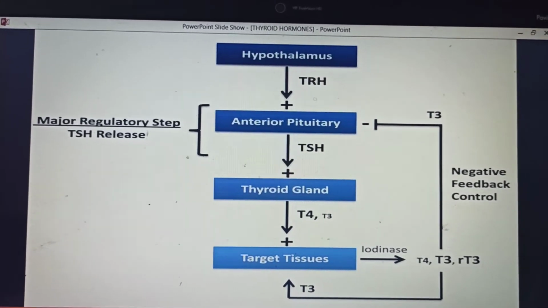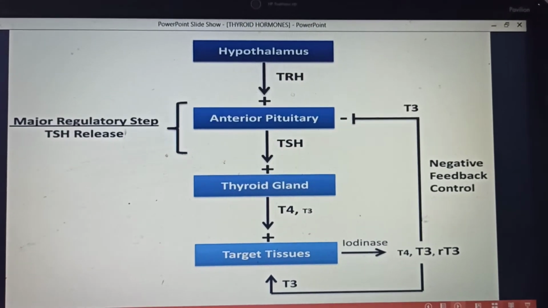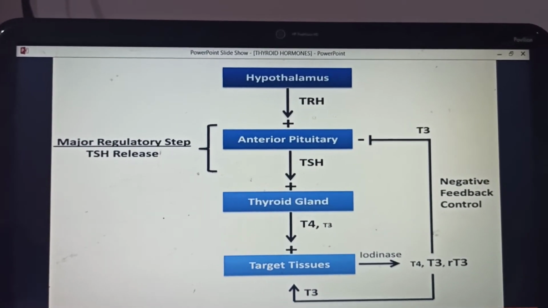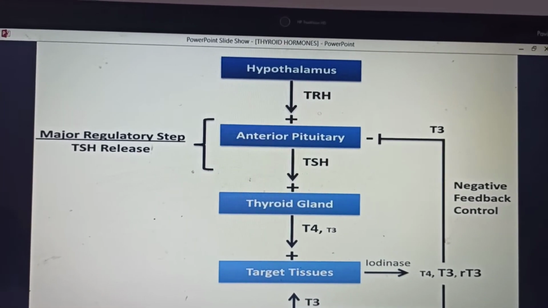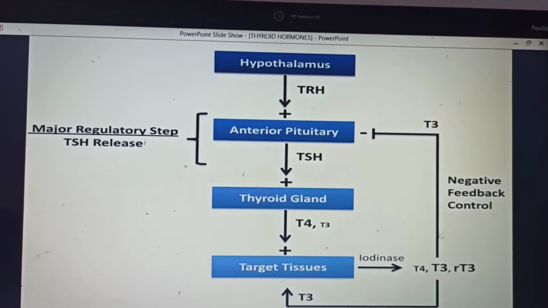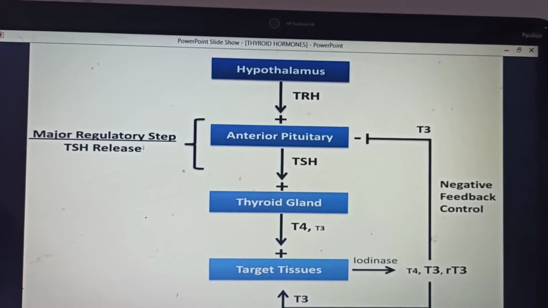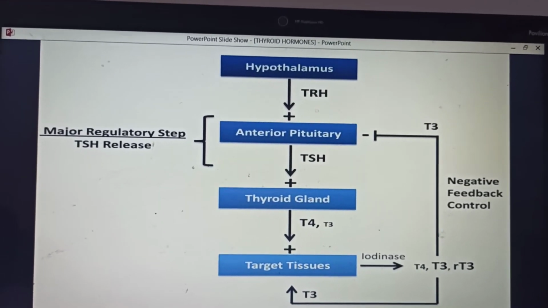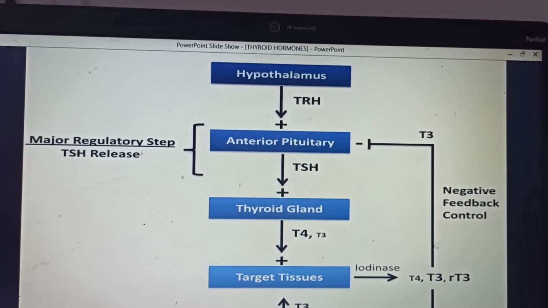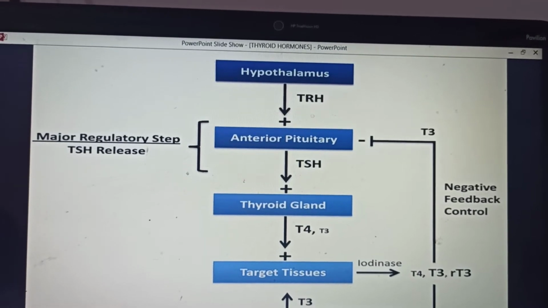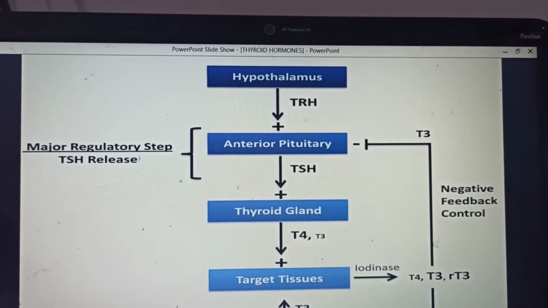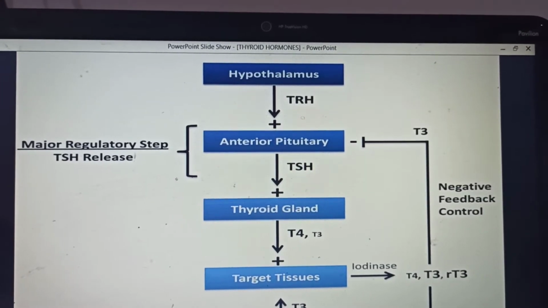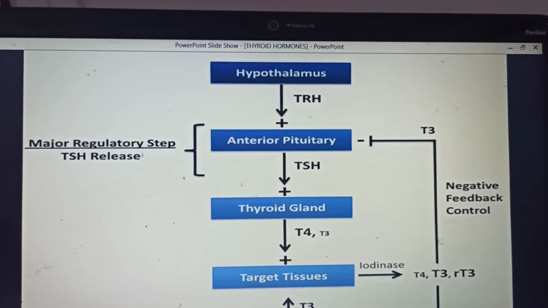So here also in this slide it is shown the major regulatory steps. Hypothalamus releases TRH. TRH acts on the anterior pituitary to secrete TSH. TSH acts on the thyroid gland to release T4 and T3. T4 and T3 act on the target tissues. T4 and T3 have negative feedback control on the secretion of the TSH.